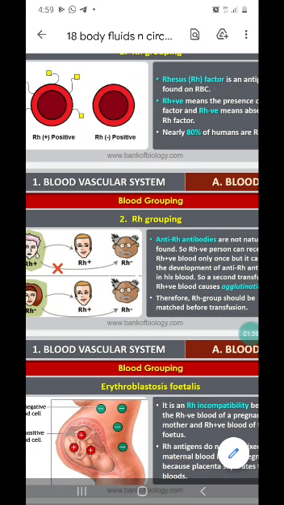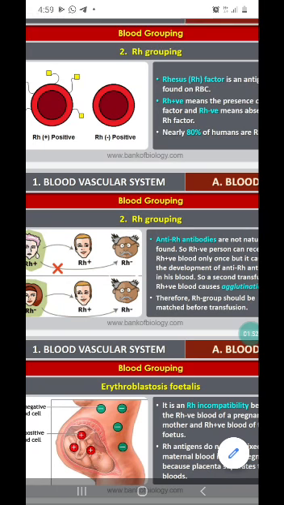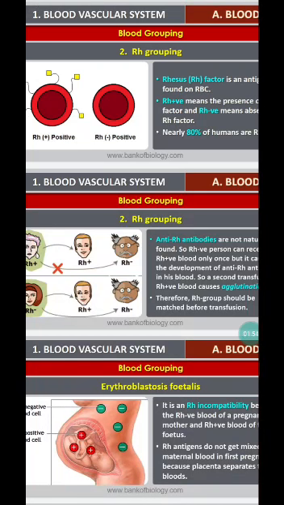You have seen which group is the universal donor and which group is the universal recipient. In the same way, for blood transfusion, this Rh factor also should be matched. This is also seen in the case of erythroblastosis fetalis. What is that?